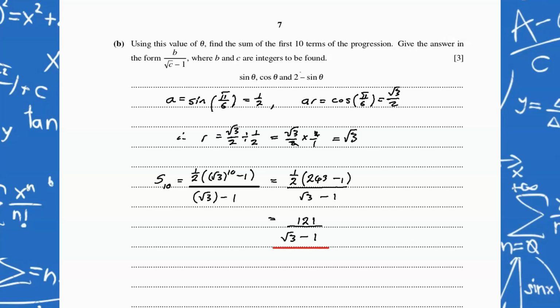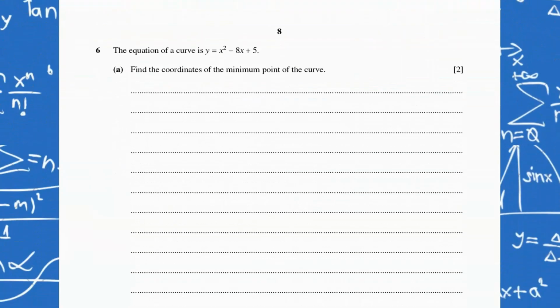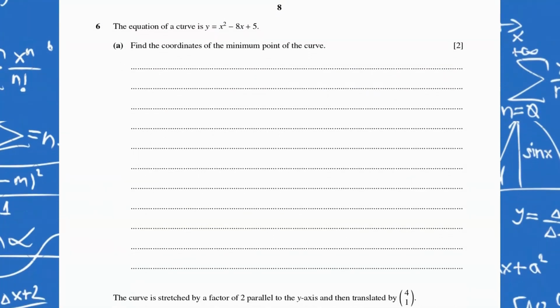That's what we get. All right, let's move on to the next question, which happens to be number 6. It says the equation of a curve is y equals x squared minus 8x plus 5. So on A, find the coordinates of the minimum point of the curve. We want the coordinates of the minimum point, and we know that at the minimum point, dy by dx is equal to 0. So we are going to find dy by dx here, which is 2x minus 8, and we equate it to 0.